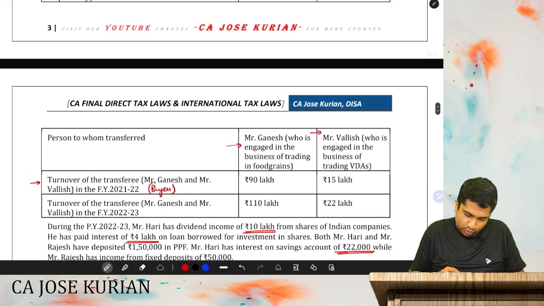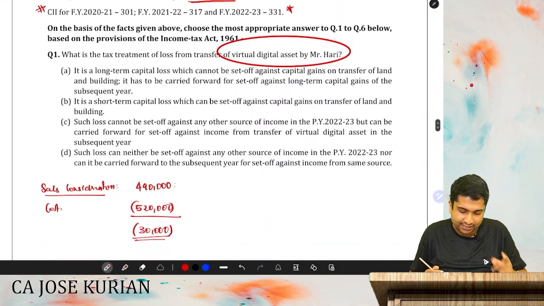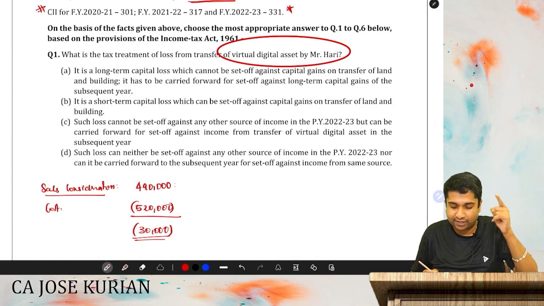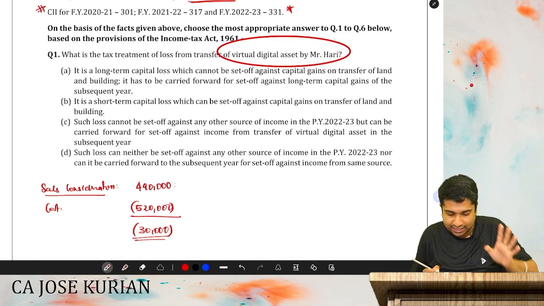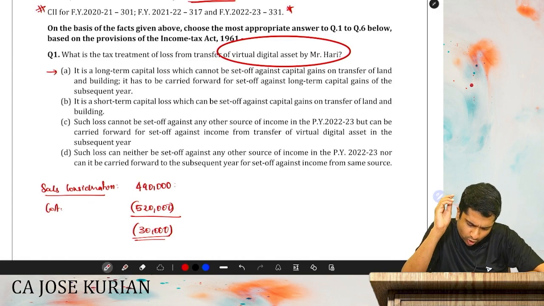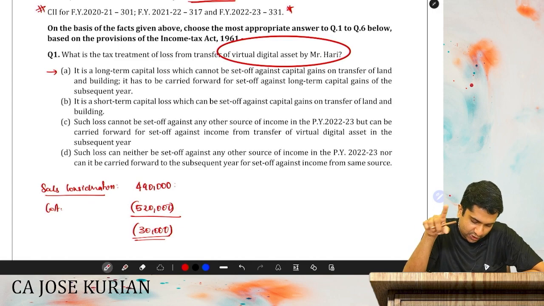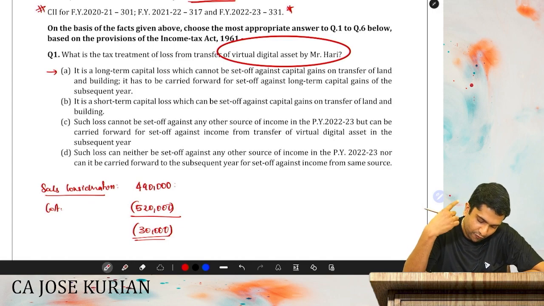Now, what they are saying is that 30,000 is the loss. So what is the question? What is the tax treatment of loss from transfer of virtual digital assets? Let's understand. The first option says it is a long-term loss which cannot be set off against capital gain on transfer of land and building. It has to be carried forward for set off against long-term capital gain of subsequent year.